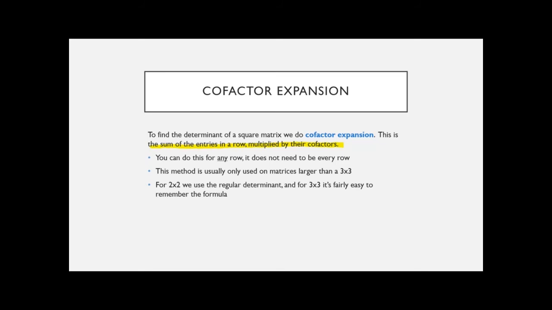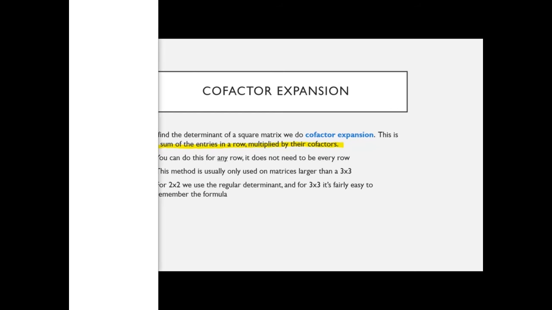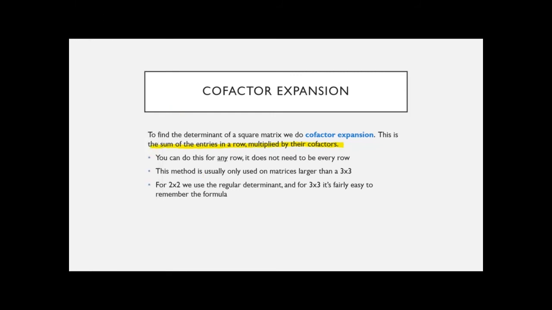So if you have a 3 by 3, you can do it for the first row, but you can also do it for the second row or the third row, or, sorry, something's popping up halfway on my screen. You can do it for the third row. It doesn't matter, but when you're doing cofactor expansion, you pick one row. So only pick one row.